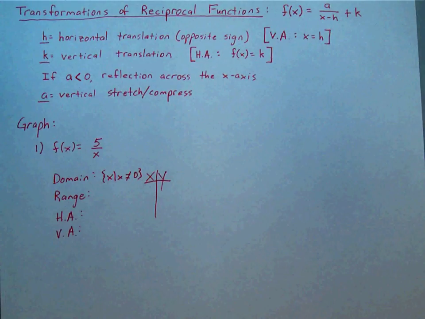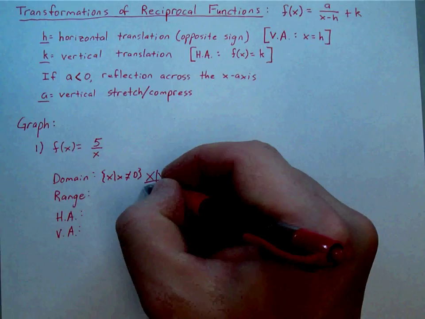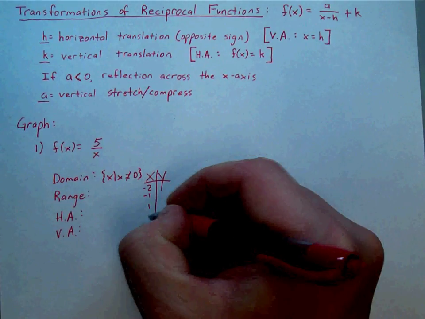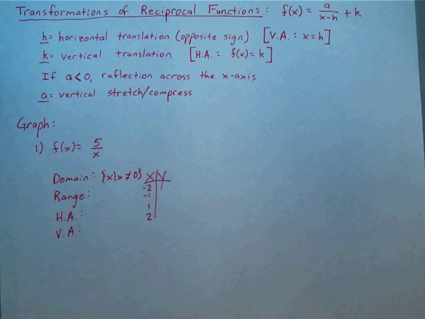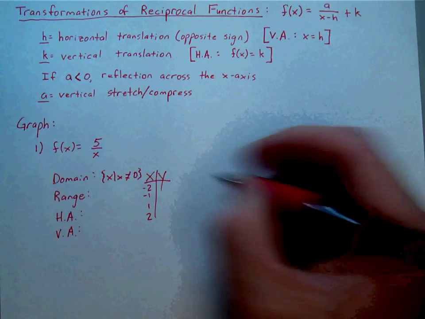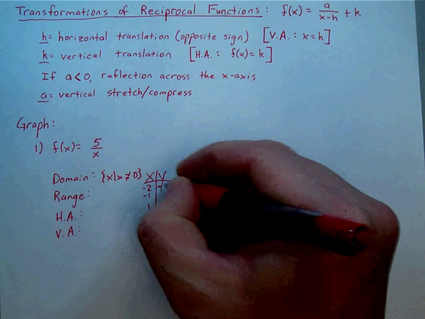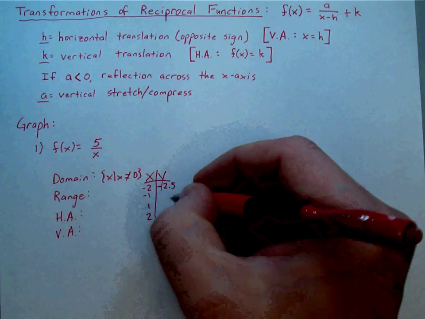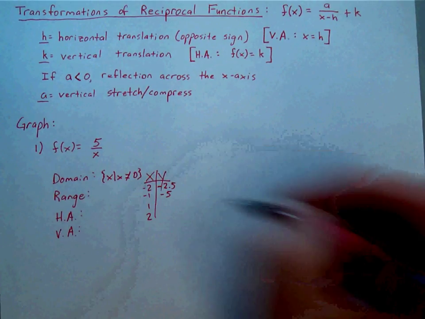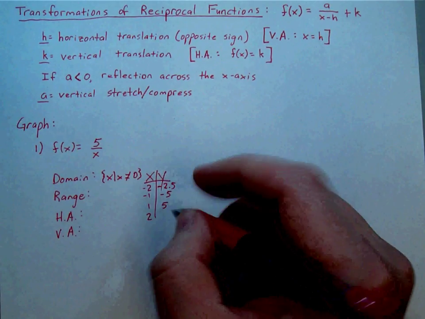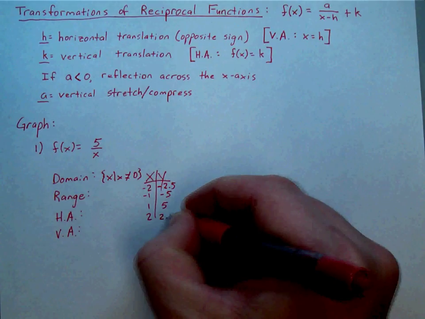And so when I make my table of values, I'm going to avoid using 0, obviously, but I might surround 0. I'll pick two numbers on each side of 0. I'll go -2, -1, and then I'll go 1 and 2. We're probably going to get fractions. That's okay. When I plug in -2, I get 5 over -2, so -5 halves, or -2.5 if I want a decimal. When I plug in -1, 5 over -1 is -5. When I plug in 1, 5 over 1 is 5. And then 5 over 2 gets us 2.5.